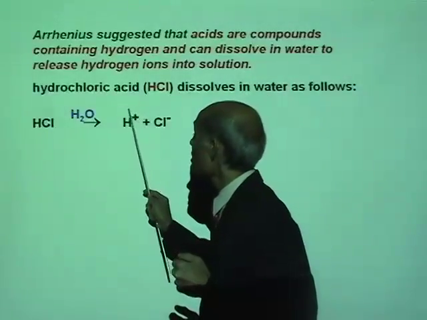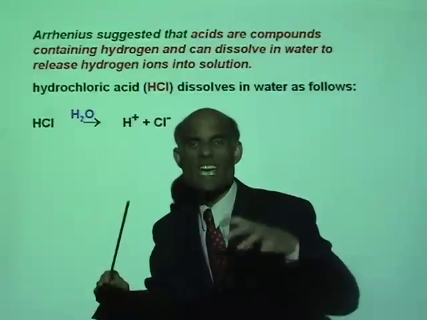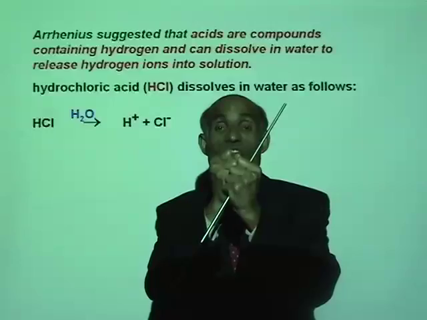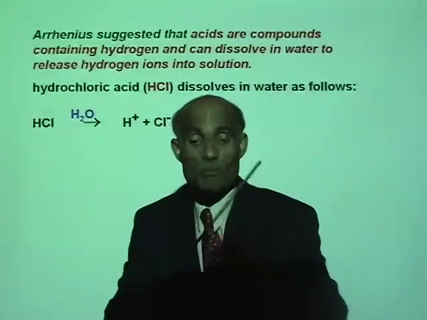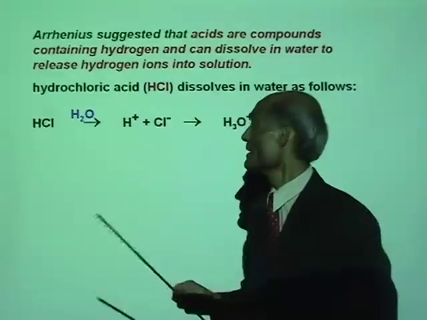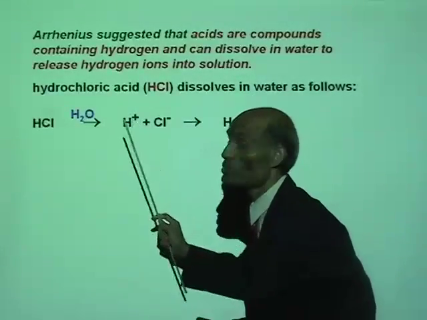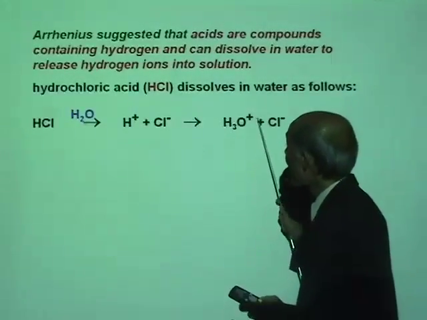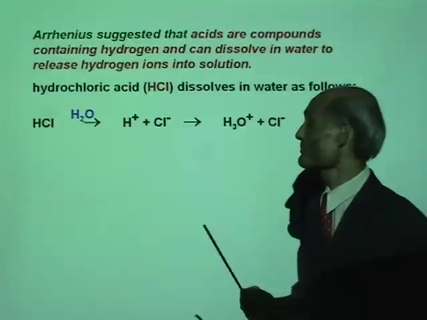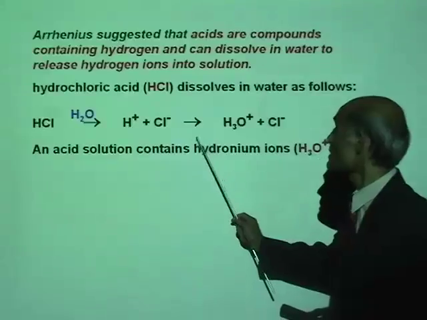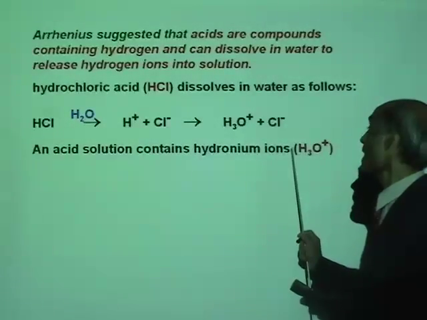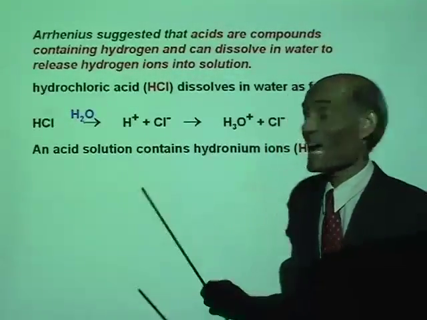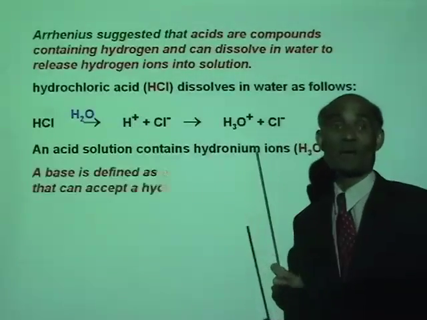Now, we also said this hydrogen ion will not stay alone. It will go and get attached to a water molecule, H2O, making that whole thing a positively charged ion. Now, that means this hydrogen ion will go and stick to a water molecule, giving this ion called the hydronium ion. An acid solution contains hydronium ions, that are H3O+. So that is the characteristic of an acid solution. An acid solution contains hydronium ions.